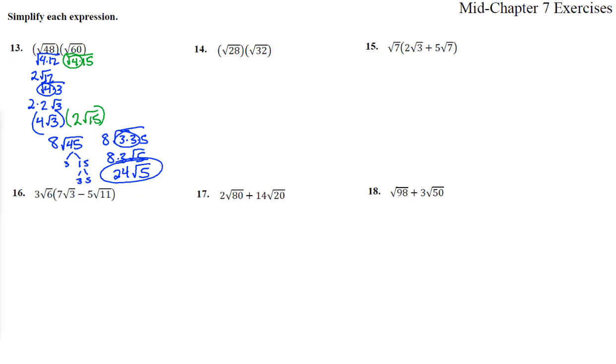Wow. All right, number 14, square root of 28 times the square root of 32. This is, let me see, 4 times 7, so 2 times 2, square root of 2 times 2 times 7. These two come out. Square root of something squared is that thing, 2 square roots of 7. And we are now timesing by square root of 32.